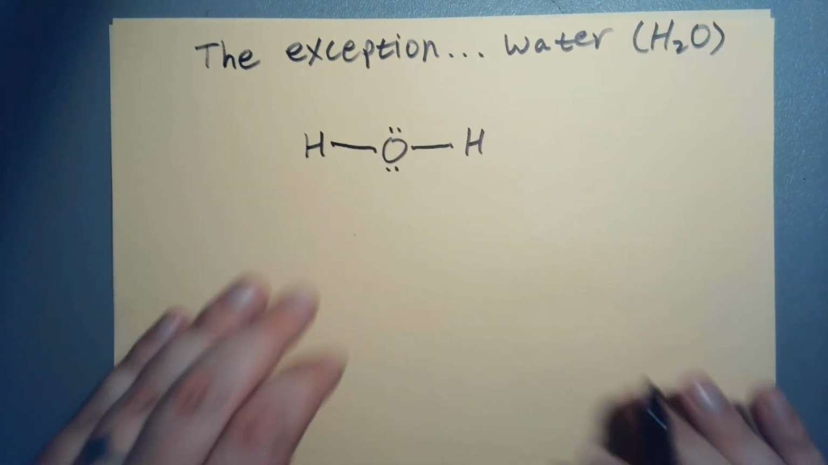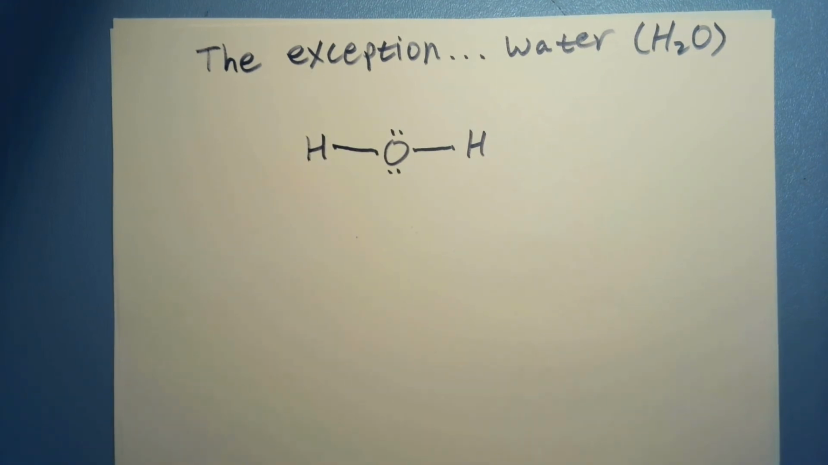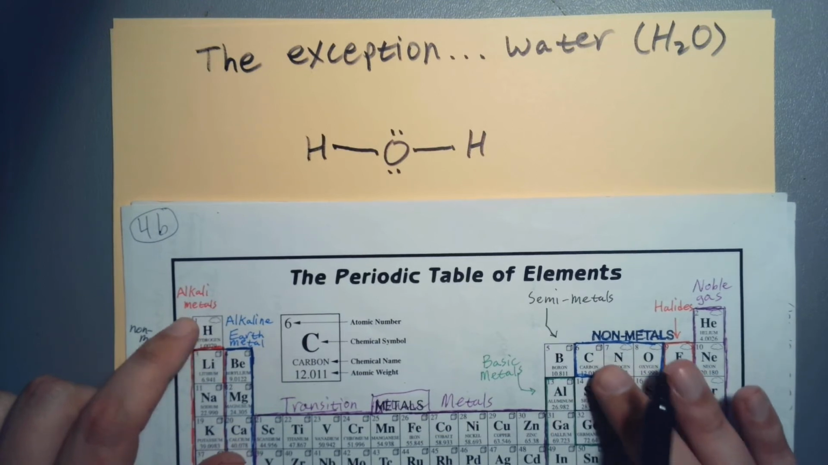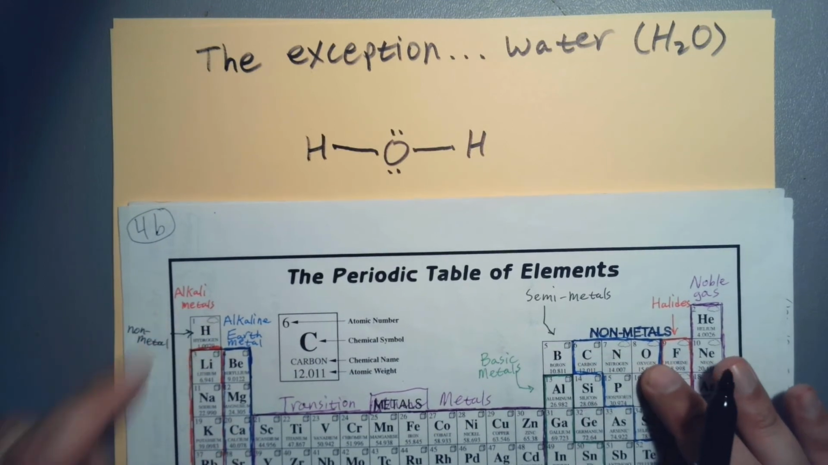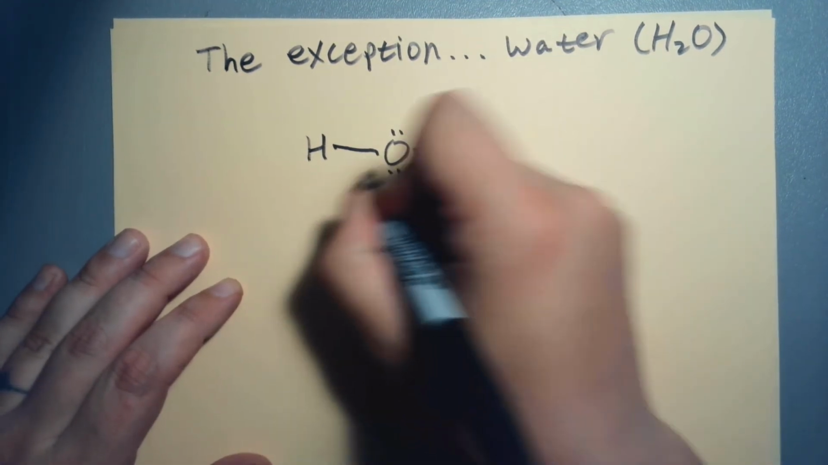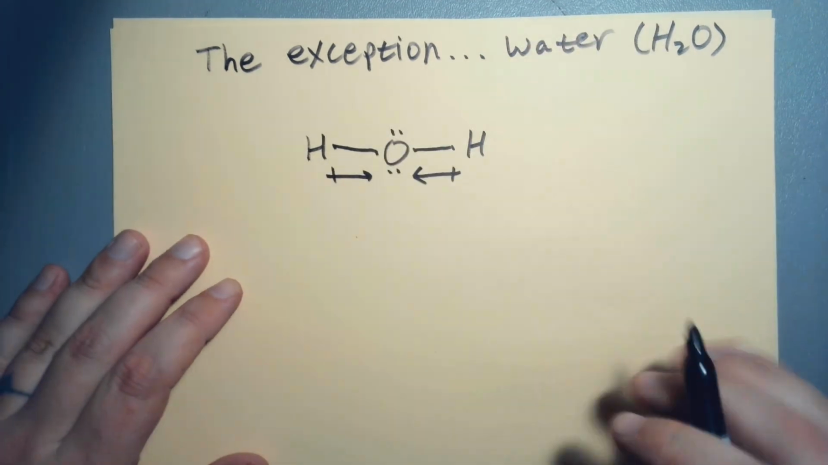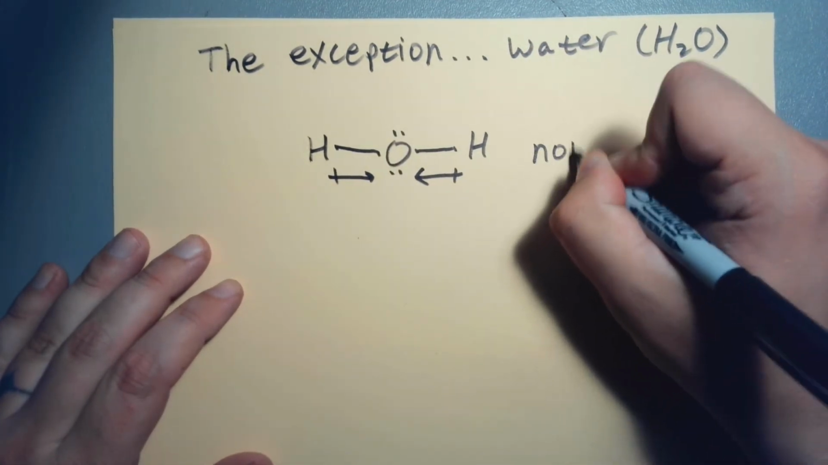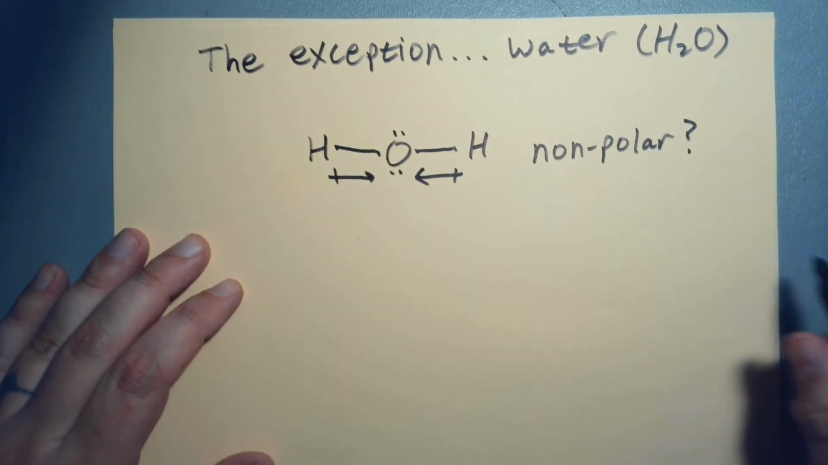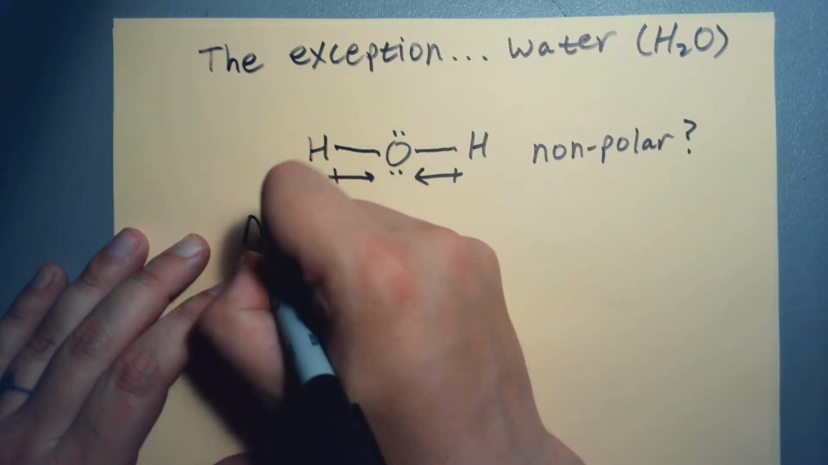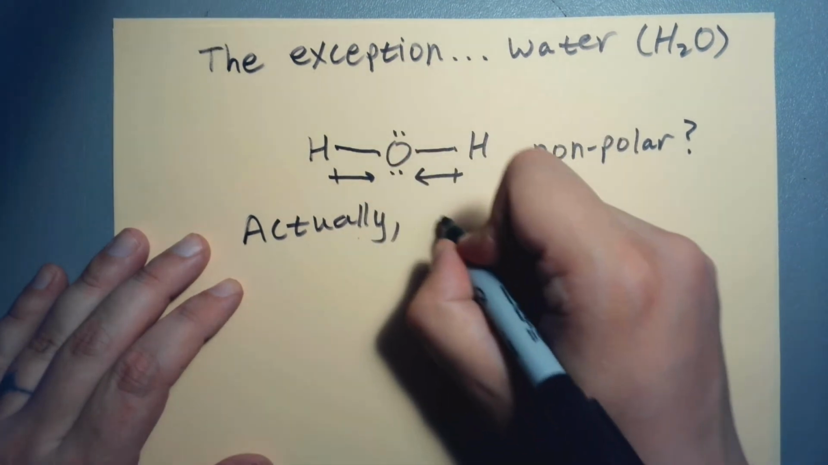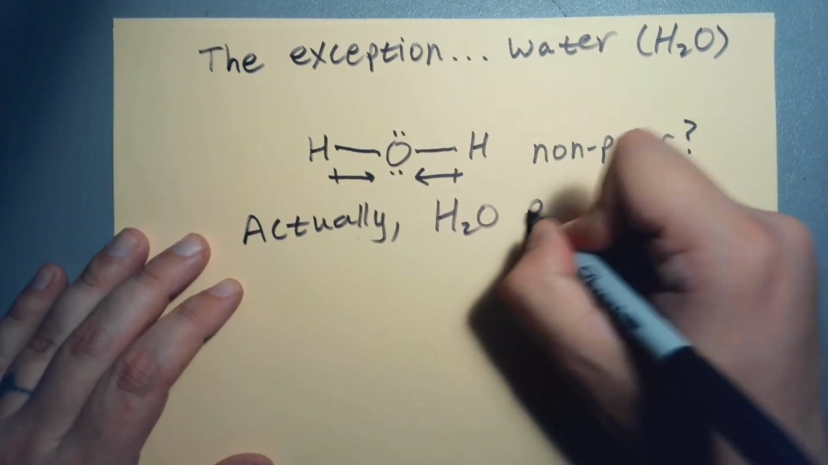Okay? Are these bonds polar? Yes. Hydrogen, you can use carbon like a placeholder. Oxygen's to the right of carbon because these two are basically a tie. So oxygen is more electronegative. And so I'm going to get arrows that look like this. Right? And so you're like, oh, non-polar? And it turns out that water is a polar solvent.